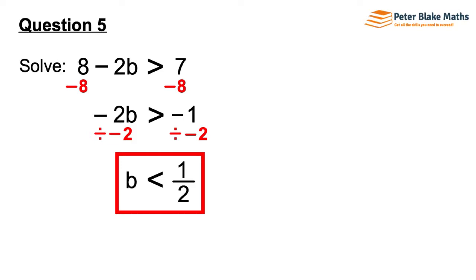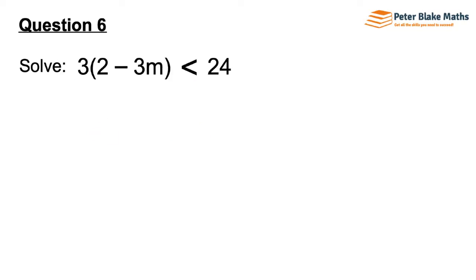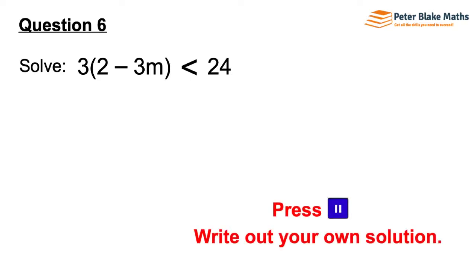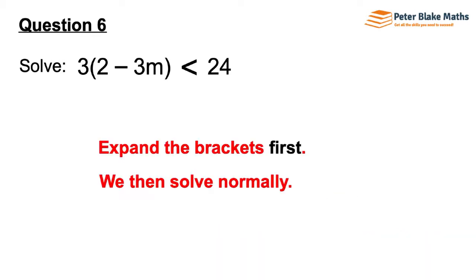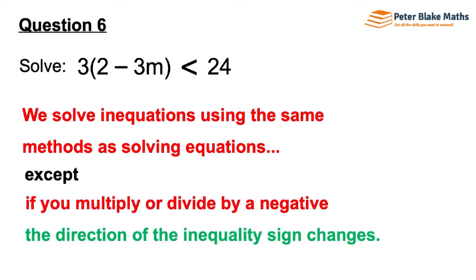Question 6. Solve 3 outside of 2 minus 3m is less than 24. We'll expand the brackets first, then we'll try and solve the inequation normally. So to expand the brackets, just before we do, we'll remember that the overall principle here is we solve inequations the same way as we solve equations, except if we're multiplying or dividing by a negative.